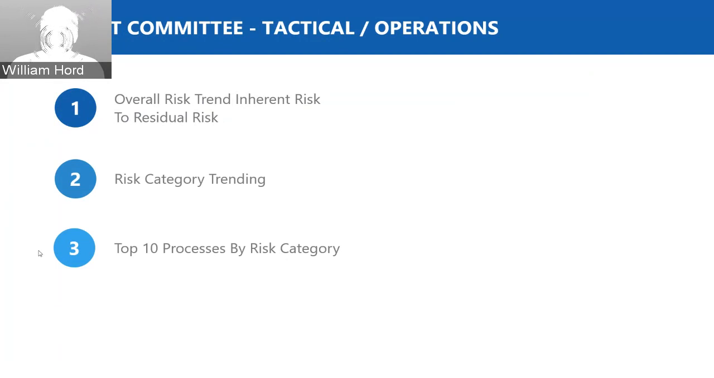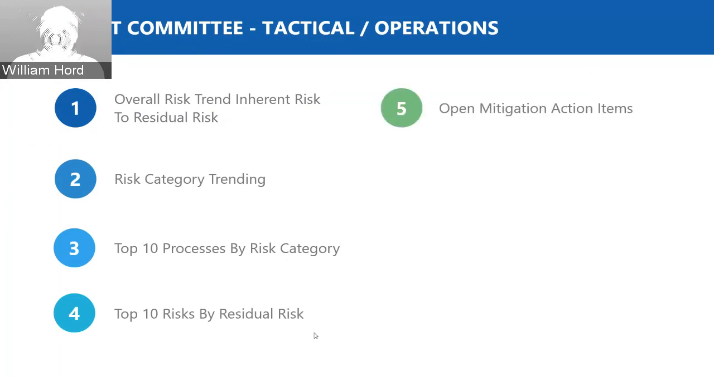It helps them to then come in and audit based upon management's assumptions. Of course, top 10 risk by residual risk. This again helps them to understand, because some risks manifest themselves across multiple places in the organization. So understanding what those are can help them with their overall audit plan.